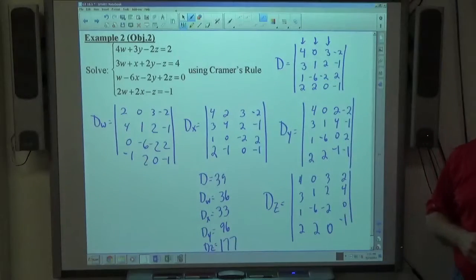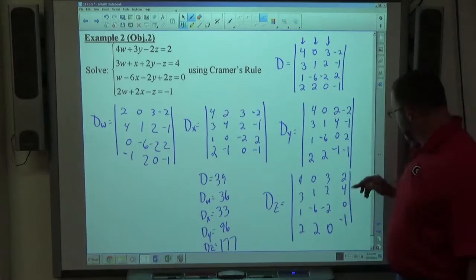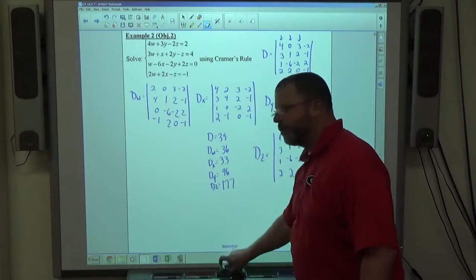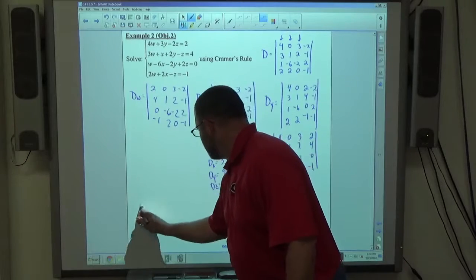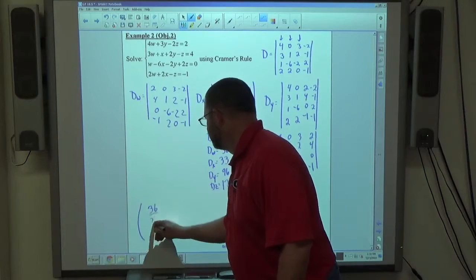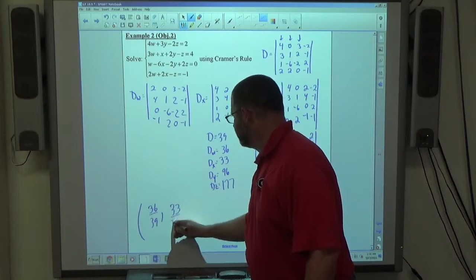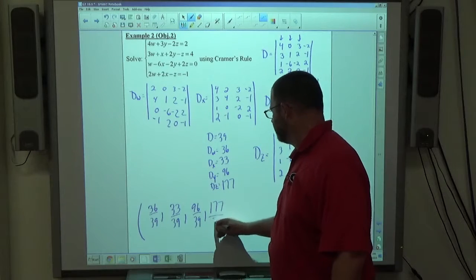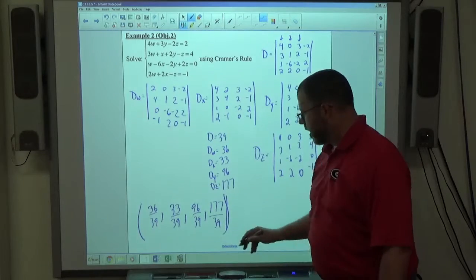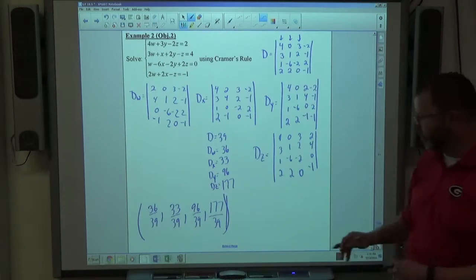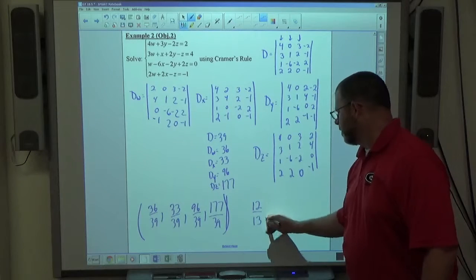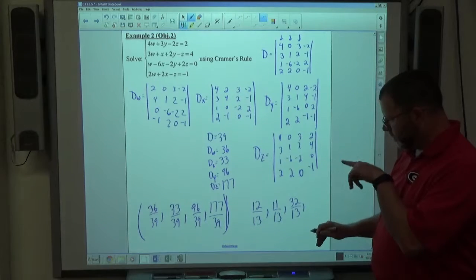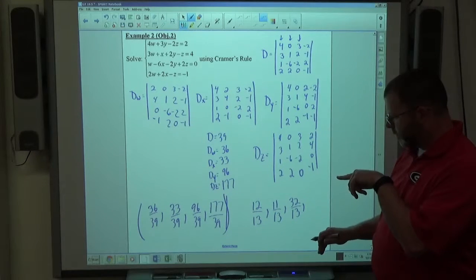So, just like that, we've evaluated all these things. My answer, W, X, Y, is the order. I'm going to write the fractions, then I'll reduce them. So I'm going to get 36 over 39, comma, 33 over 39, comma, 96 over 39, comma, 177 over 39. And of course everything there divides by 3. So if we do that, we're going to get 12 thirteenths, 11 thirteenths, 32 thirteenths, and 59 thirteenths.